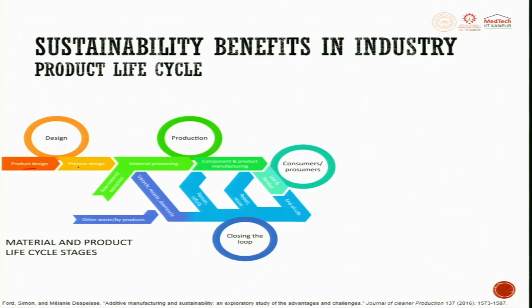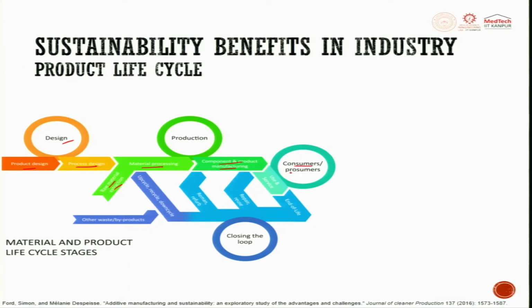Product design and process design is the first step. Then we have production: material processing, and raw material extraction also comes as one, because it is cradle to grave, from the birth of the child to the final disposal of the body of the child. So raw material extraction is always there, then material processing, and component or product manufacturing, that is the part in the production.